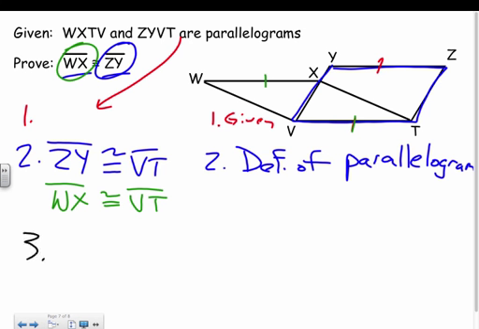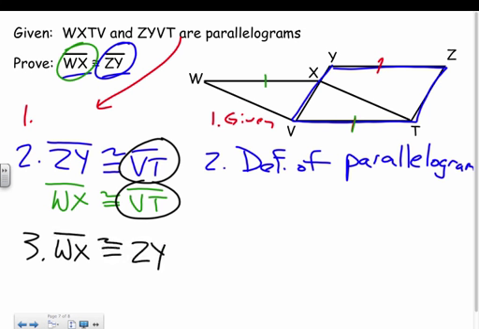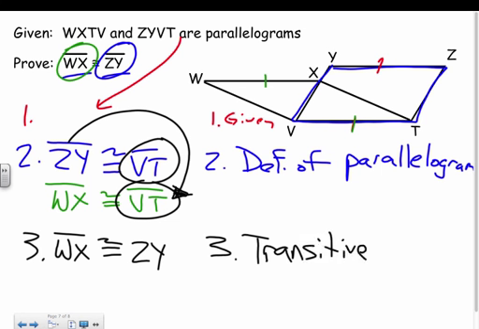Well, lastly, they're both congruent to VT, aren't they? What I'm trying to prove. So I could state that WX is congruent to ZY in a couple different ways. I could either say substitution, or I could say they're both congruent to the same thing, which makes it the transitive property. I like the transitive property, right? If A equals B and B equals C, A equals C. So I'm going to say transitive property. Or substitution, doesn't matter.